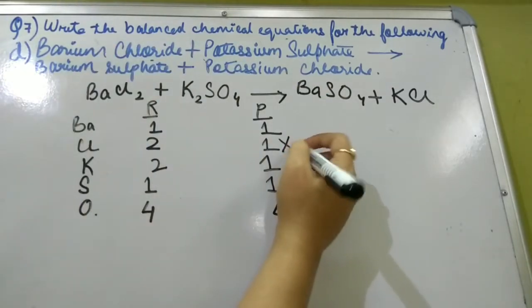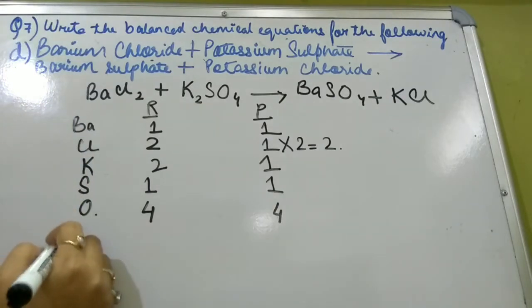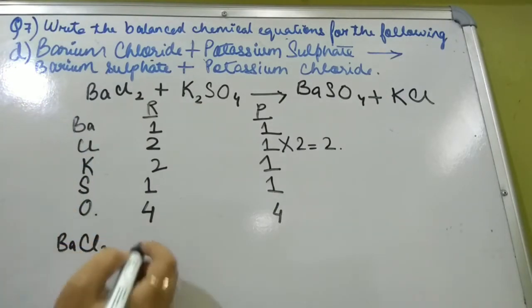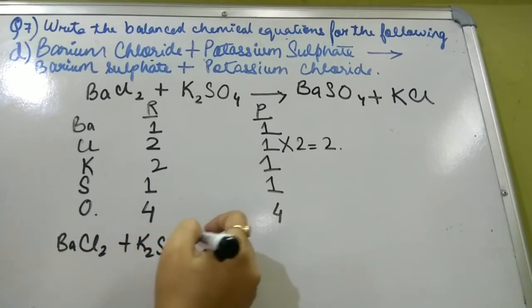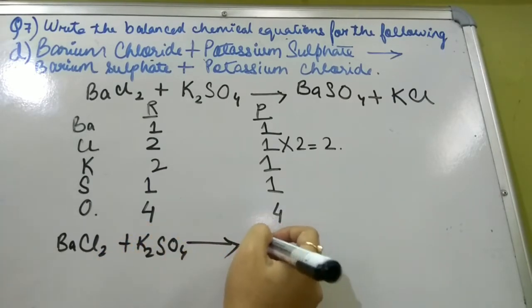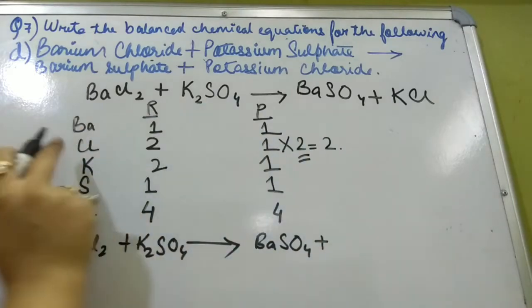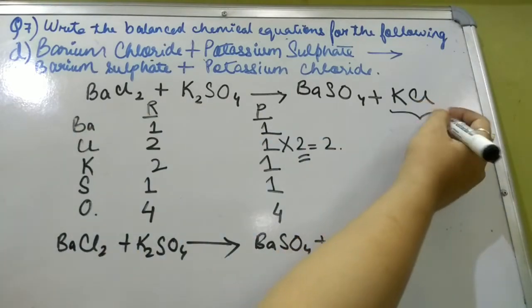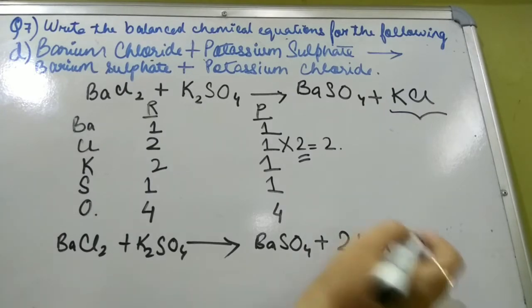So first I'm taking chlorine. Like I'm multiplying 1 with 2, I will get 2. So in the new equation that will be formed, changes will be done in the product side. So the reactant side I will write the same, and the product side I will multiply with 2. So what I will put, 2 chlorine, we have done it 2, isn't it? So 2 KCl we will write.